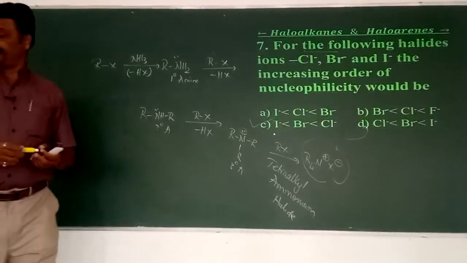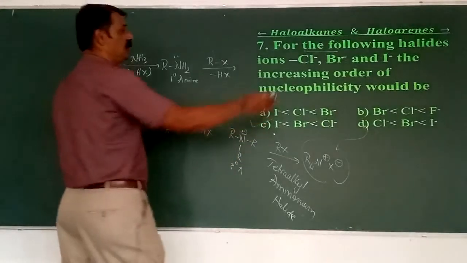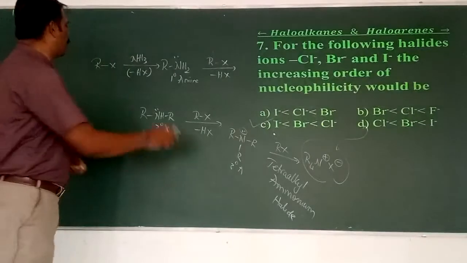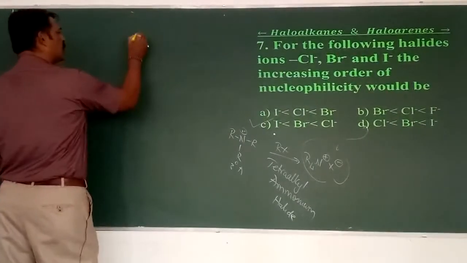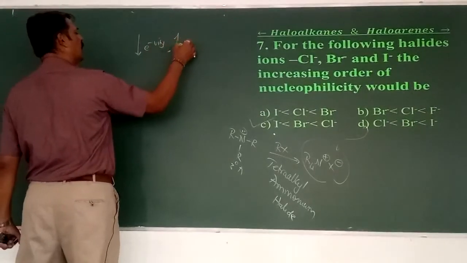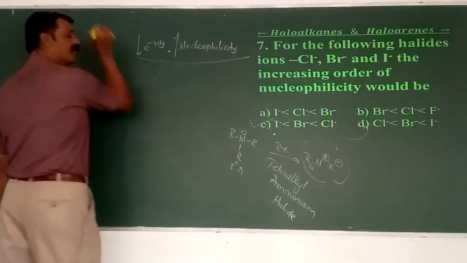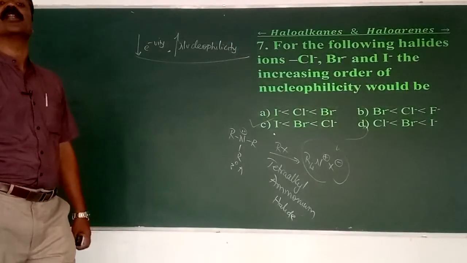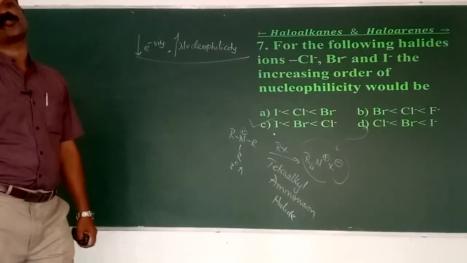Next we will move to the 7th here. For the following halide ions, Cl minus, Br minus and I minus, the increasing order of nucleophilicity would be. What is the order here? General concept is, lesser the electronegativity, more is the nucleophilicity. Nucleus loving means it should have the what? Positive charge loving. If it is having a positive charge loving means it should be more rich with the electronegativity.